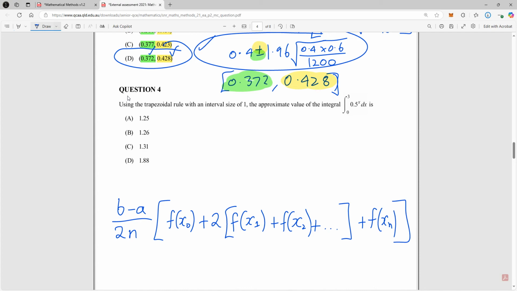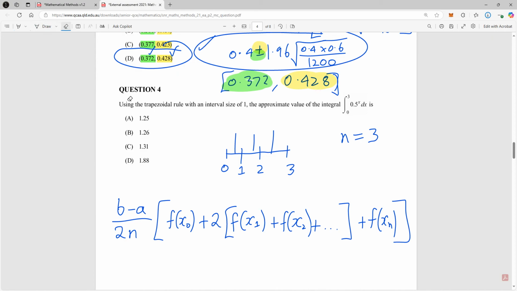So in this case, they're saying use the trapezium rule with an interval size of 1. Let's think of it like this. We're integrating between 0 and 3. Now, if you have an interval size of 1, you'll be going 0 to 1, 1 to 2, and 2 to 3. So we have 1, 2, 3 strips, so n is actually equal to 3. That's really important. It's not 1. N is how many strips you have. We have 3 strips because we have that many there.